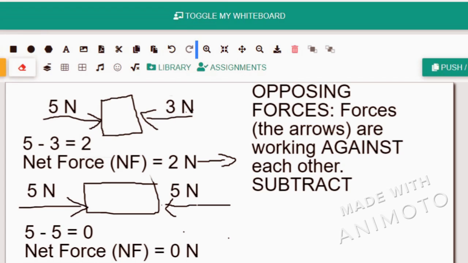Okay, you should have been able to copy down the definition of opposing forces. Again, just raise your hand if you need to pause the video. Now put your pencils down and let's look at the examples I have on the left.